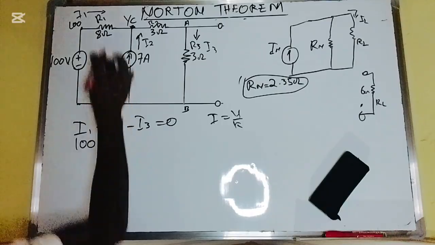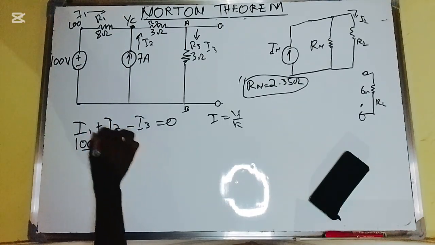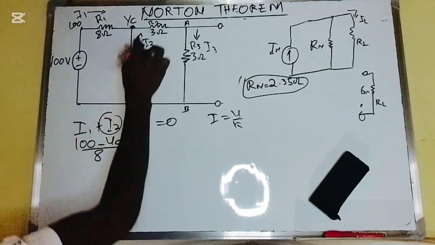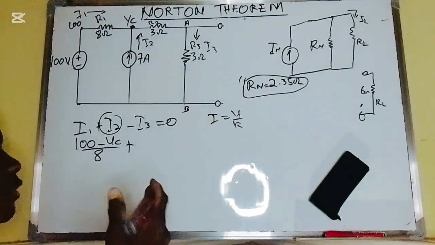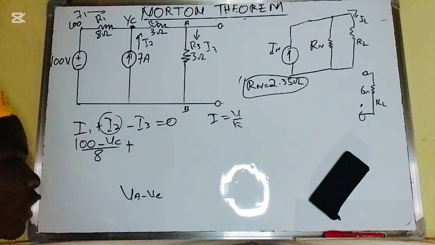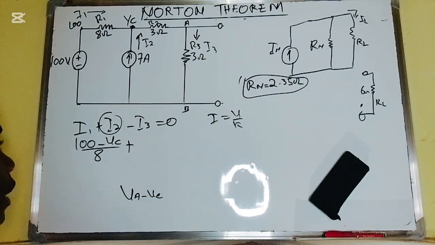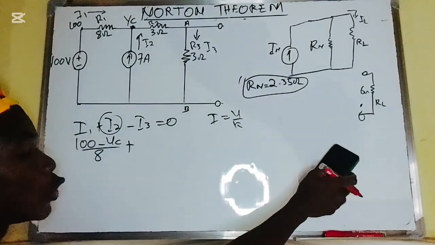100 minus VC divided by the resistance, which is 8 ohms, and therefore plus I2. We have the value of I2 directly, so there is no need of putting V1 or 100 minus something, no need of saying VA minus VC. Even in nodal analysis, you can check the description of the video to see how to find the nodal analysis, so that you can know it more.